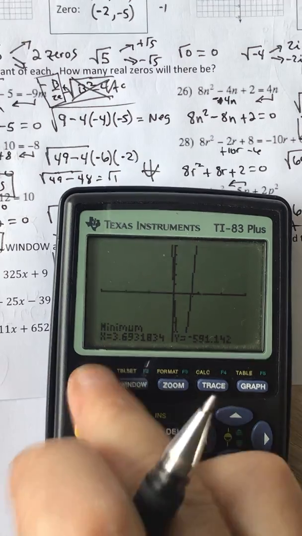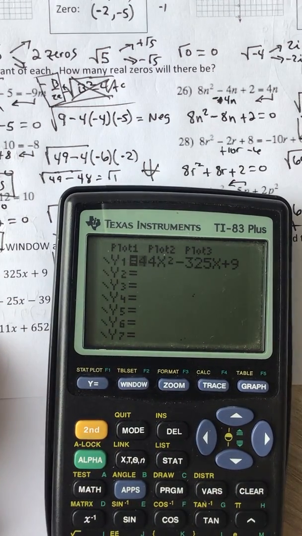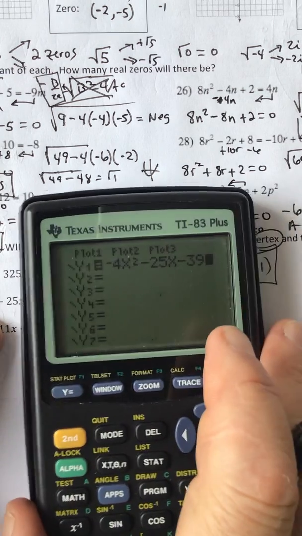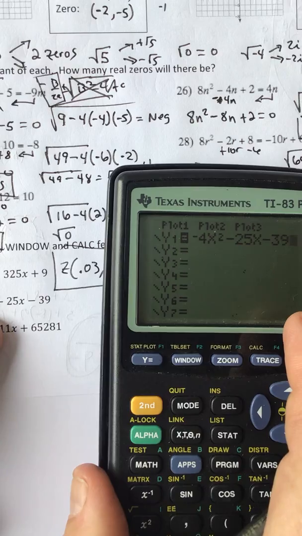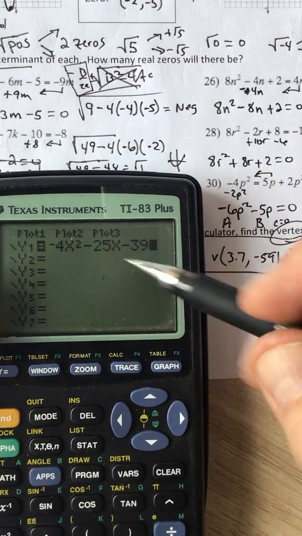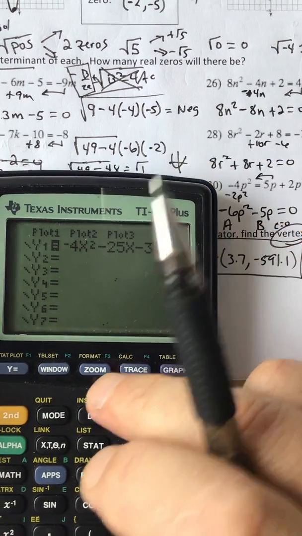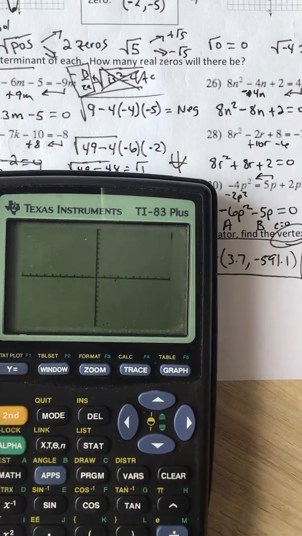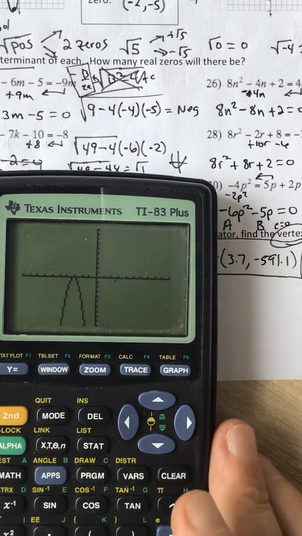Okay, 32. So type it in, negative 4x squared minus 25x minus 39. Okay, the zoom is all messed up from the last problem, so I'm going to hit zoom number 6 again. That's just a good way to start out on the 10 by 10 grid. Okay, lucky for us, we can already see it.